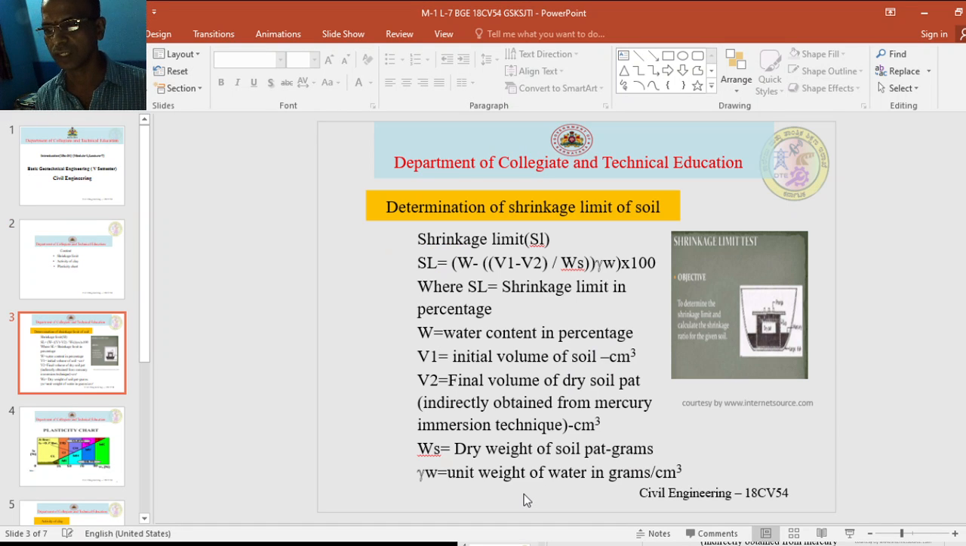So shrinkage limit is defined as the water content at which further reduction of water content will not cause appreciable reduction in the volume of the soil sample. This is called the shrinkage limit.